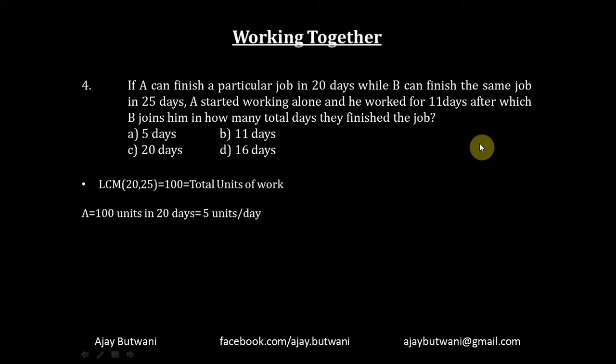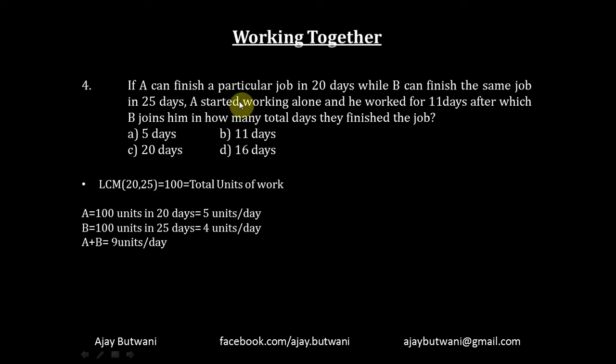A can do 100 units in 20 days, so in one day he will be doing 5 units. B would be doing 4 units per day, and if they work together they are supposed to do 9 units per day. Now we have finished till this point. A can finish the job in 20 days, B can finish the job in 25 days. Together they will be doing 9 units per day. A can do 5 units, B can do 4 units.